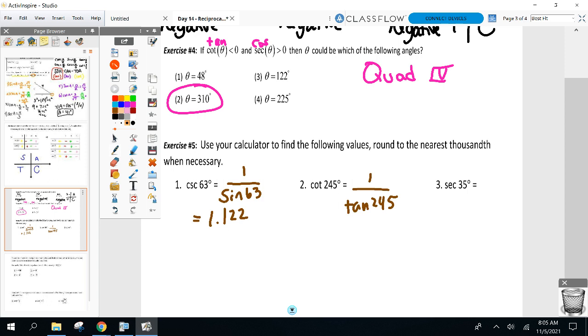What are we getting here? 0.466. Yep. And then how are you going to find secant then? What's secant? Flip cosine. So 1 over cosine 35. Let's see. What are we getting? 1.22? I'm missing a number though. 1.220. 220. 10 rounds up.